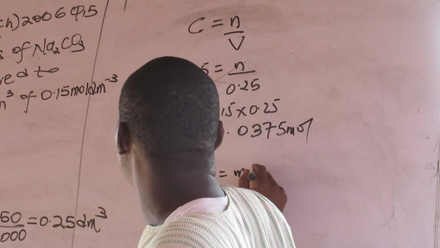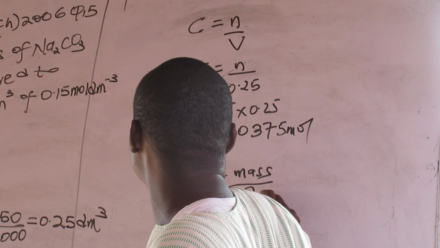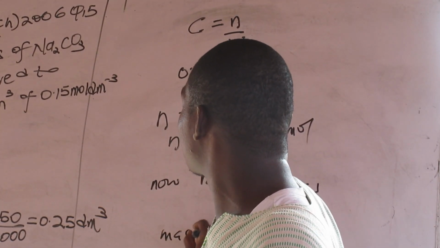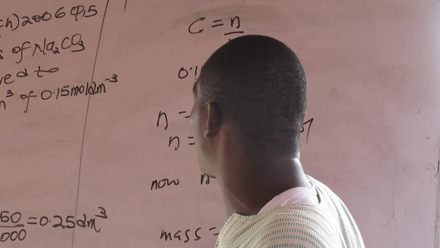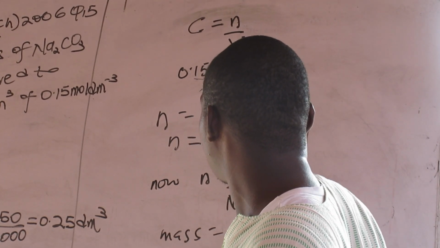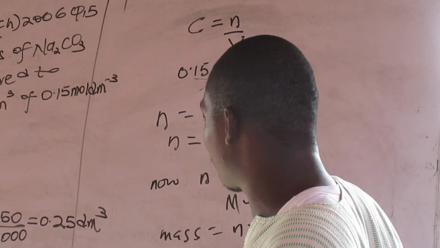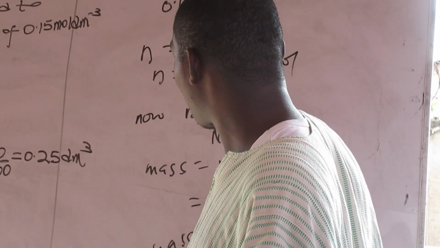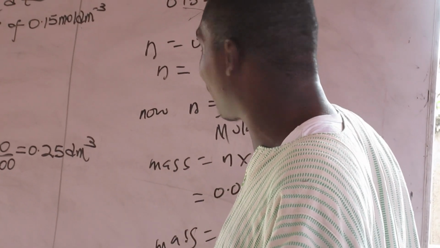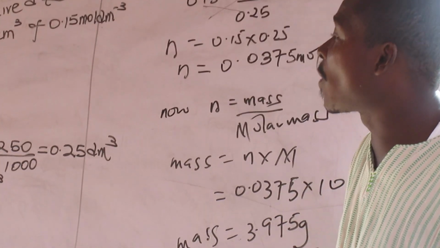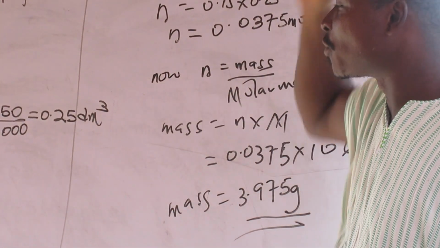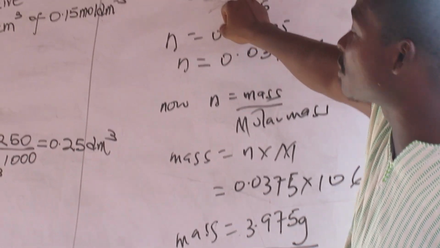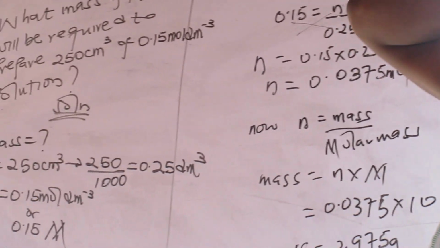Now, number of moles equals mass over the molar mass. Now, what is the mass? It is N times the molar mass. Now, what is the number of moles? The molar mass is 106. Compute, 3.975 gram. Are you okay? Good. So when they ask you to find the mass, it is what to do. We have the concentration, we have the volume, so I was able to easily get the N. Good. Please know how to mix your parameters.